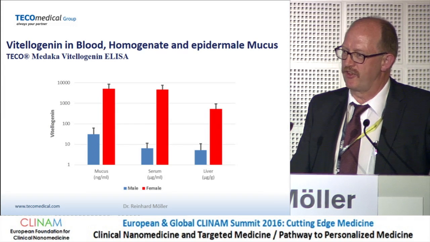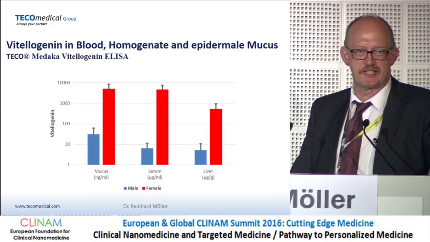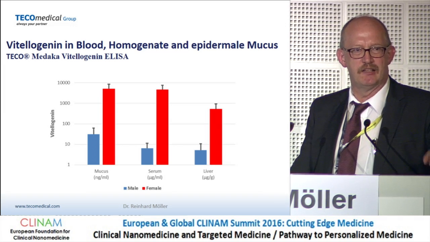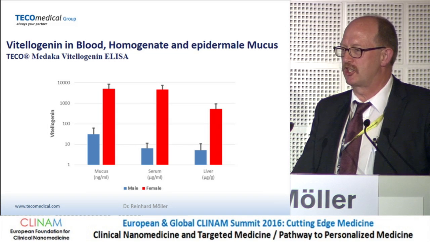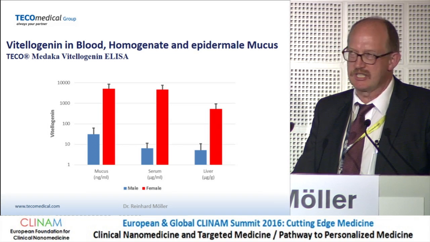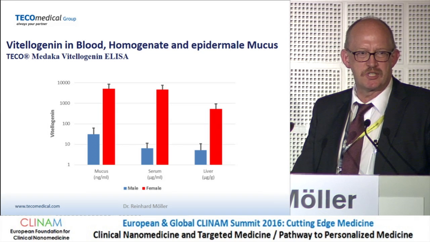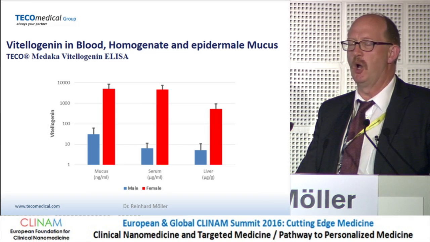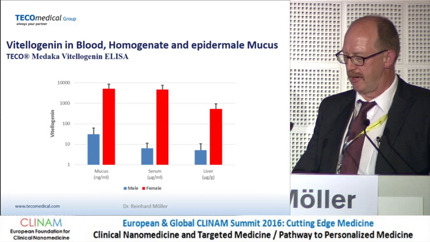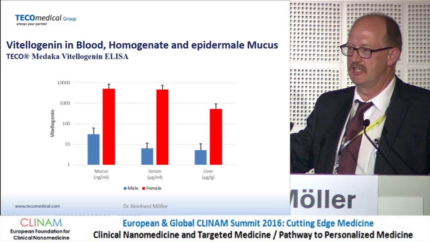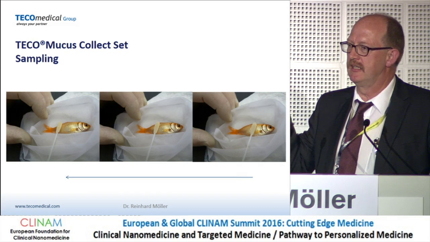Here, just as a proof of concept, we compared the three sample types in male and female. Male should be low and female should be high, in serum, homogenate, and mucus. Please keep in mind, mucus is at the level of nanogram per ml, while the others are at microgram per ml. You see there's a similar pattern, so you get the right results.